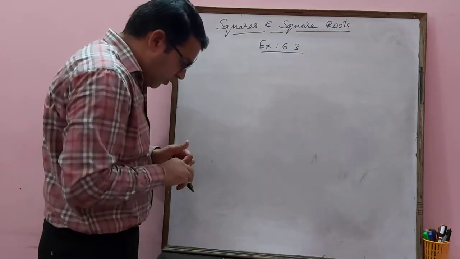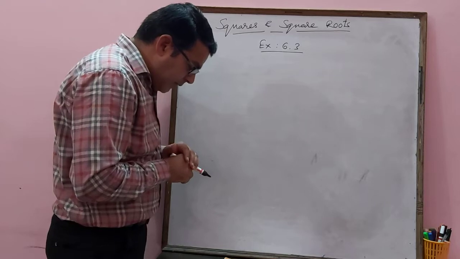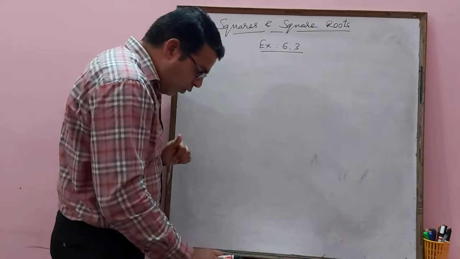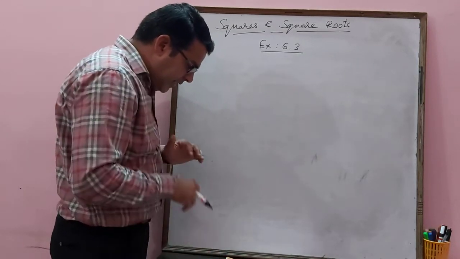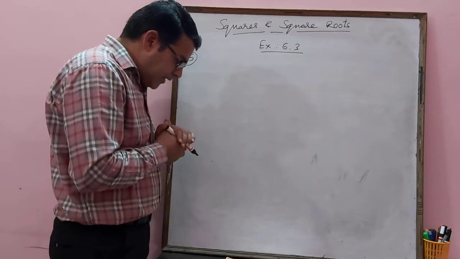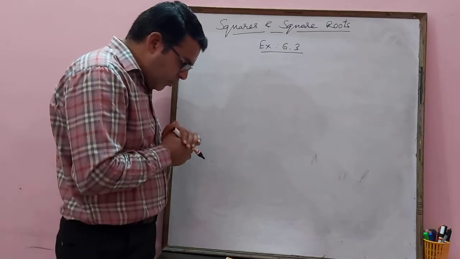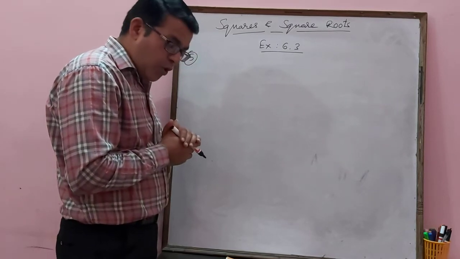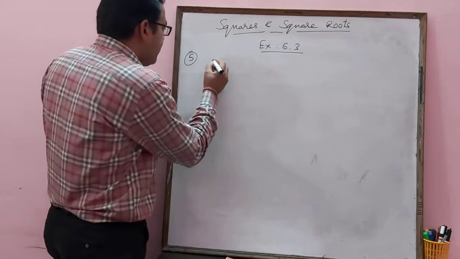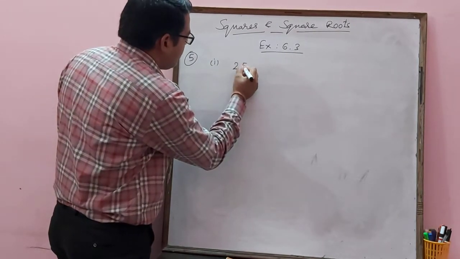Let me read the question first. Question is, for each of the following numbers find the smallest whole number by which it should be multiplied so that to get a perfect square number. Also find the square root of the square number so obtained. See, the first part is given here, 252.